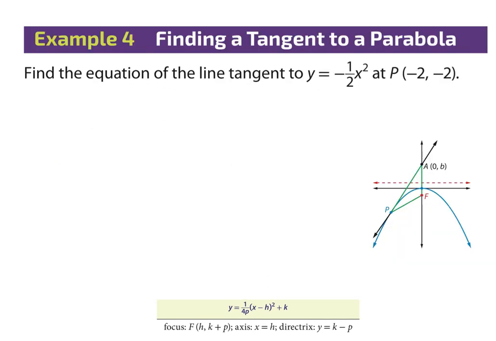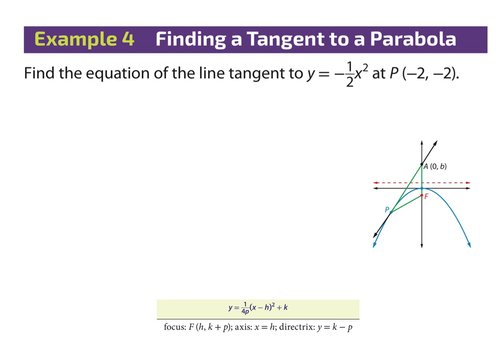Find the equation of the tangent line. Okay, so if I have my focus and some point on the parabola, then the distance from my focus to the point on the parabola is going to be the same distance to where that tangent line crosses my axis. So the distance from F to P is going to equal the distance from F to A. And to find the equation of any line, if you have 2 points, you can find the equation. You find the slope, you've got it, okay?